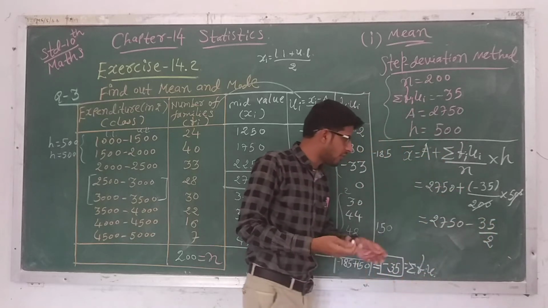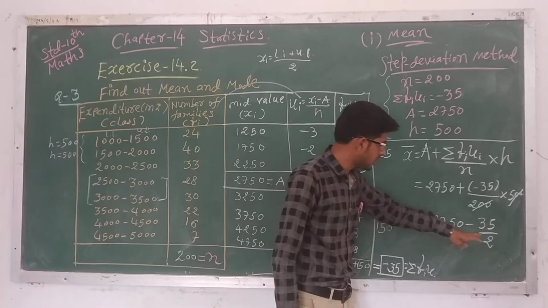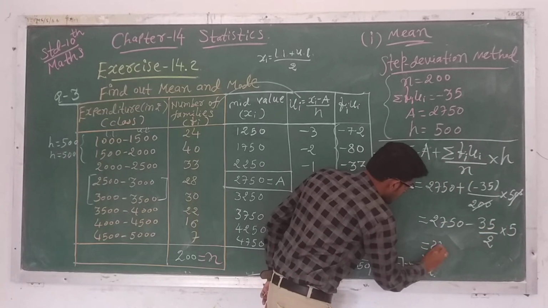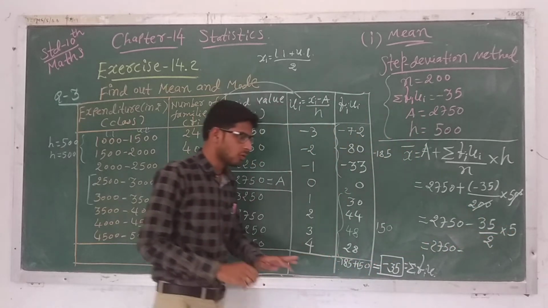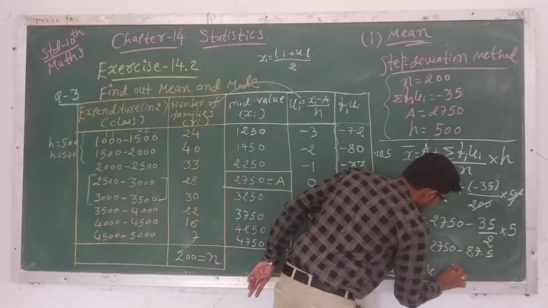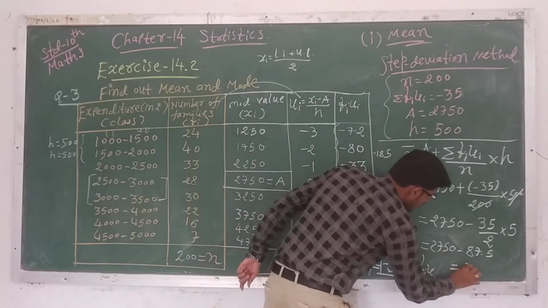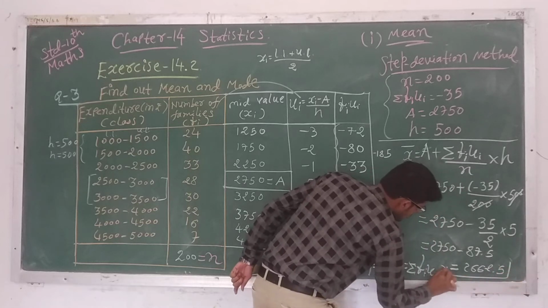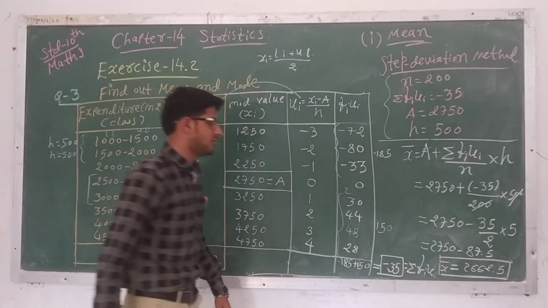So simply we will divide 35 by 2, half of 35, so 17.5. Here 17.5 multiplied by 5 is equal to 2750 minus 35 into 5 divided by 2. So the answer will be 87.5. Now we have to subtract it from 2750, so the answer will be 2662.5. It gives the mean expenditure. Is it clear?